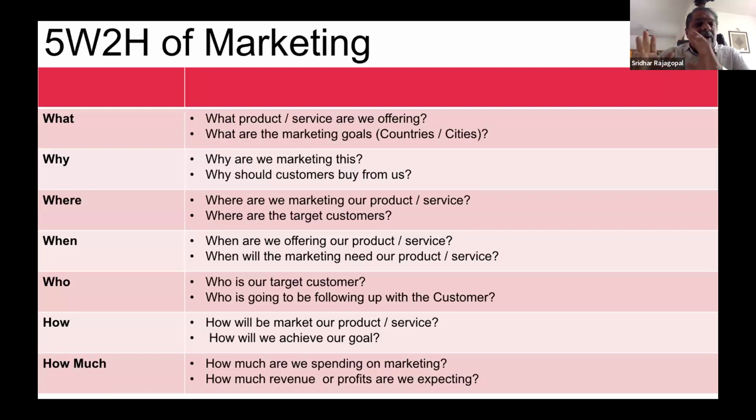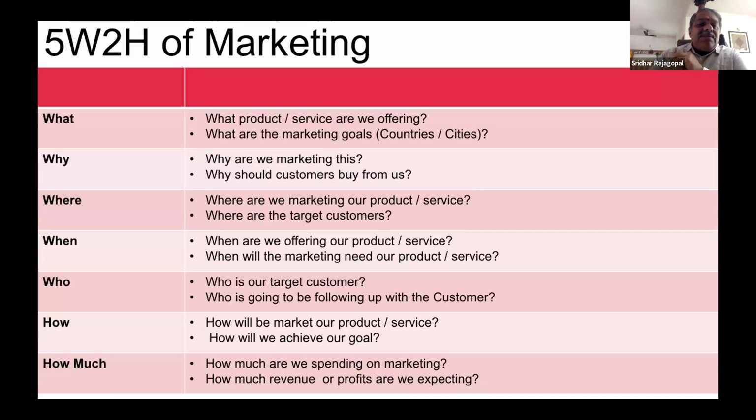Fundamentally, if we look at a 5W2H of marketing, you should be able to answer these questions. The what, why, where, when, who, how, and how much. I'm sure you all know this fundamental concept. The what of a good marketing strategy should answer what is the product and service we are offering and what are the marketing goals, whether you want to go into multiple countries, multiple districts, multiple cities or whatever. So there has to be an absolute clarity in what you actually want to be doing there.